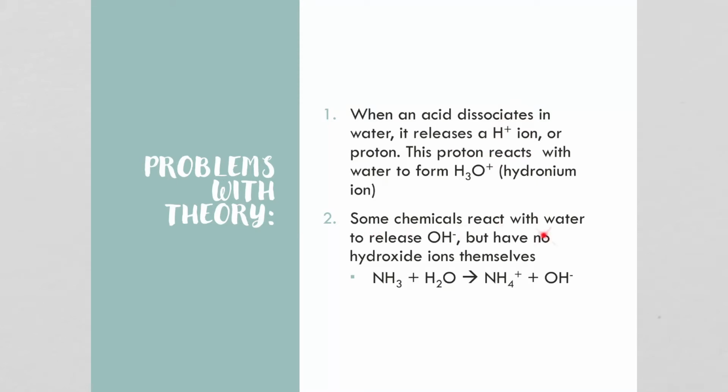Some chemicals react with water to release hydroxide, but they don't have hydroxide ions themselves. So for instance, ammonia is a base. It reacts with water when you dissolve it in water to make an ammonium ion and a hydroxide. So indirectly, hydroxide is being released, but it's not being released from the base. It's being released from the interaction of the base with water.